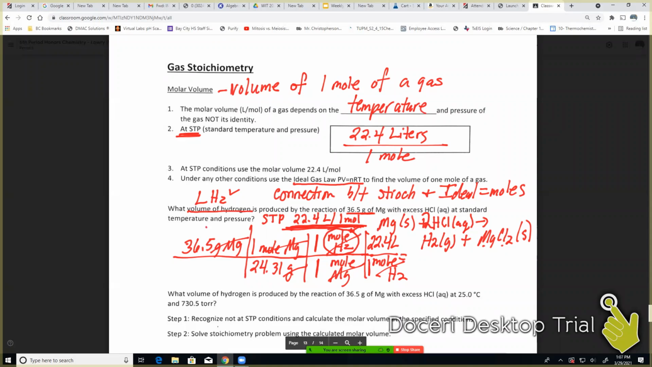36.5 times my 22.4. Come back and divide by 24.13. If you don't have a calculator, please get one. And how many sig figs? 3 sig figs, exactly. So I think you should have gotten 33.6 liters of hydrogen.